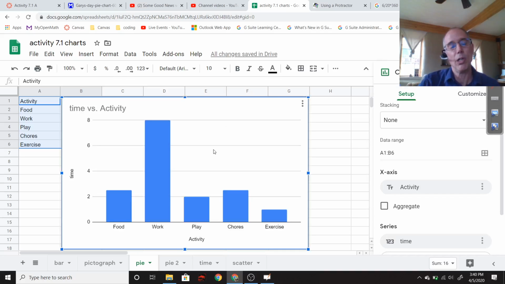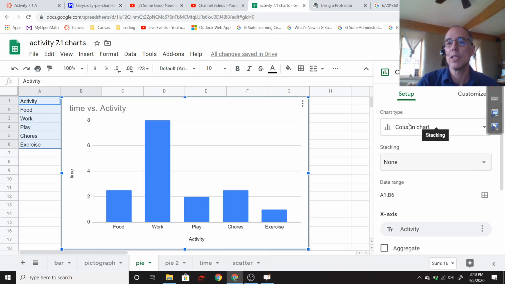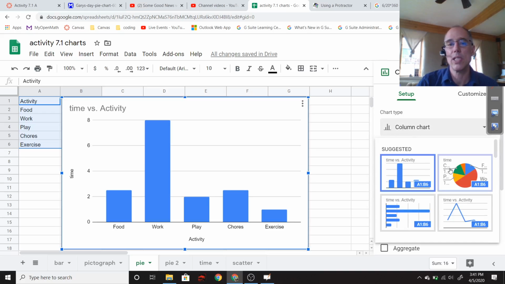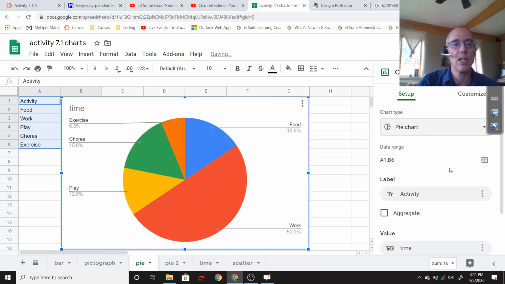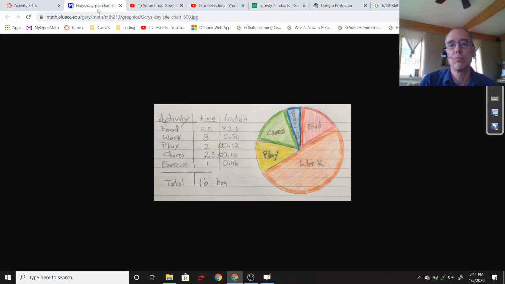Spreadsheet said, hey, how about a bar chart? Sure. And again, what's better, a bar chart or a pie chart? It depends. Let's see, we can switch and say, hey, make me a pie. So there's a pie chart that looks much like the one I drew by hand. Wow, they look a lot alike, huh? I did a pretty good job there. Anyway, pie charts, fun stuff.